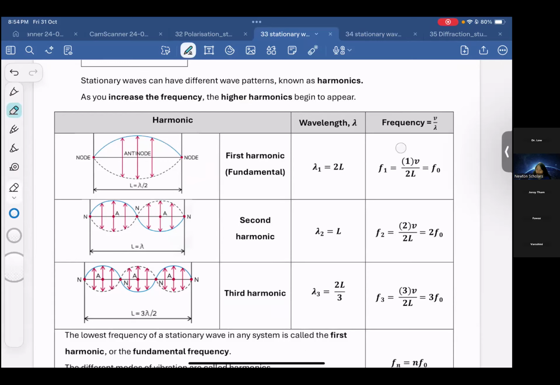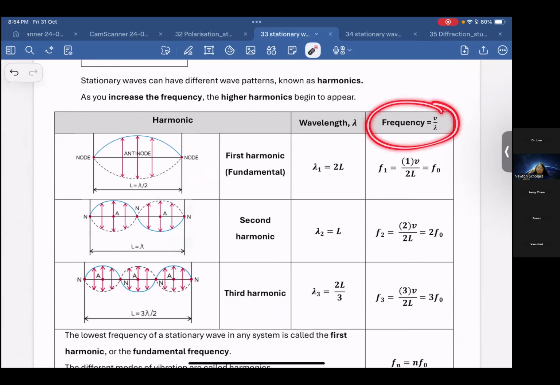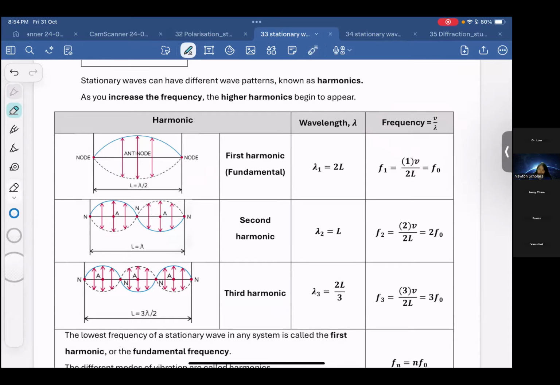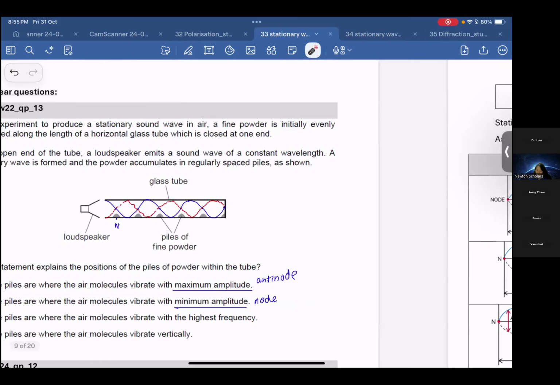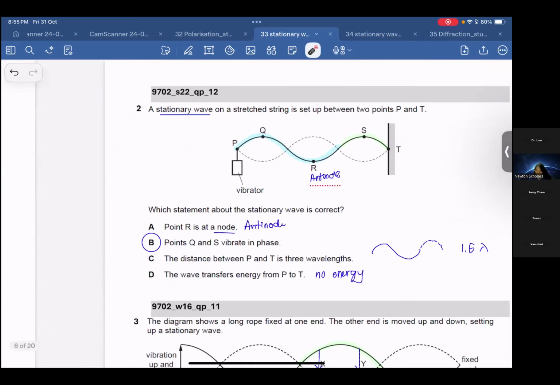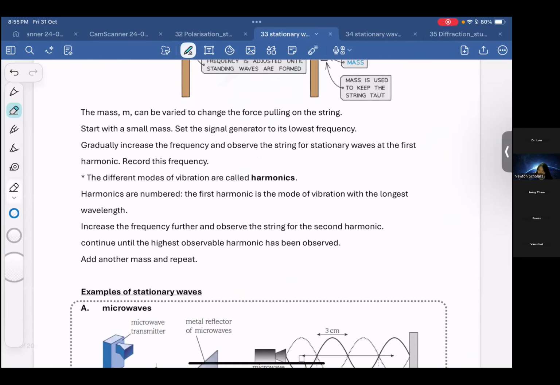Okay? Then we want to know about the frequency. Just now, what we learned, V equals f lambda. Frequency is V over lambda. So at here, V over your lambda, and your wavelength is 2L. So this one, we call it the first harmonic. It's because this pattern is giving you the longest wavelength. Just now in the theory, we mentioned, let me have a look. Here: first harmonic is the mode of vibration with the longest wavelength.